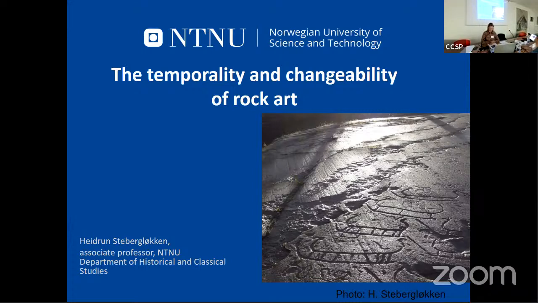So rock art can come to light and vanish in front of our eyes. And this image from Leirfall in central Norway illustrates how moist surface and perfect light conditions give life to the rock art.